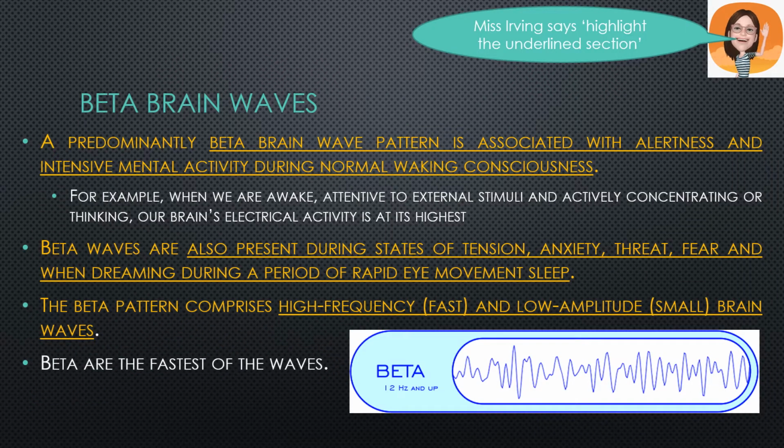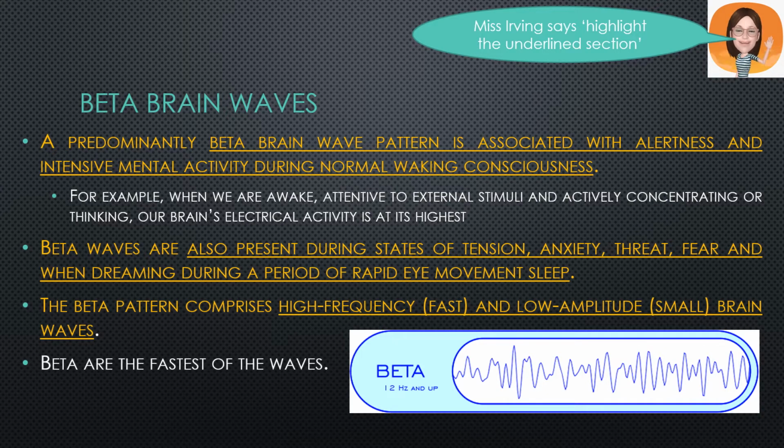So the beta brainwave pattern is associated with alertness and intensive mental activity during normal waking consciousness. So essentially, it's when you are pretty much awake and paying attention to your teacher. I'm hoping that you are. Anyway, beta brainwaves are also present during states of tension, anxiety, threat, fear. It is not during dreaming; that is beta-like. You have to have the words beta-like. But since they've eliminated that, I'm going to ignore that.